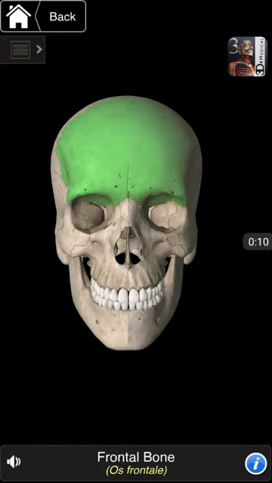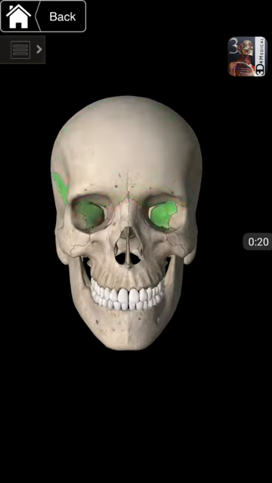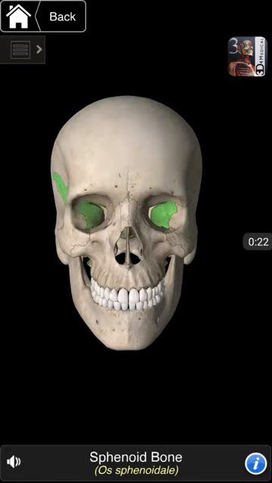So we will discuss this big topic under four headings. Number one is the forehead region. Number two is the orbit area or orbital margins. Number three is the maxilla, and number four is the mandible.